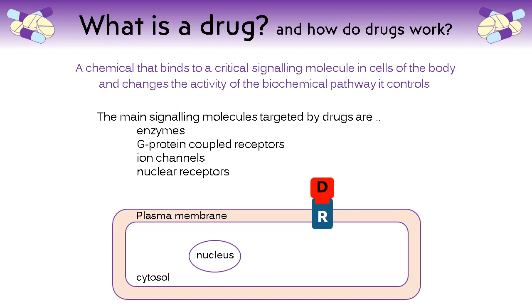Receptors can also be found in proteins located inside the cell in the cytosol. For a drug to interact with this type of receptor, it must be lipid soluble and able to cross the lipid membrane. But once there, it interacts with the receptor in the same way, like a key fitting a lock.